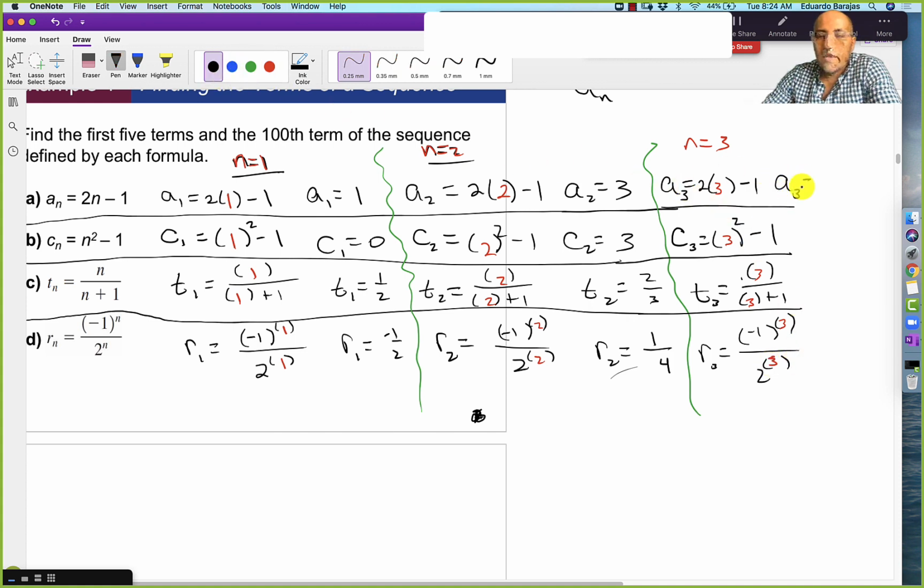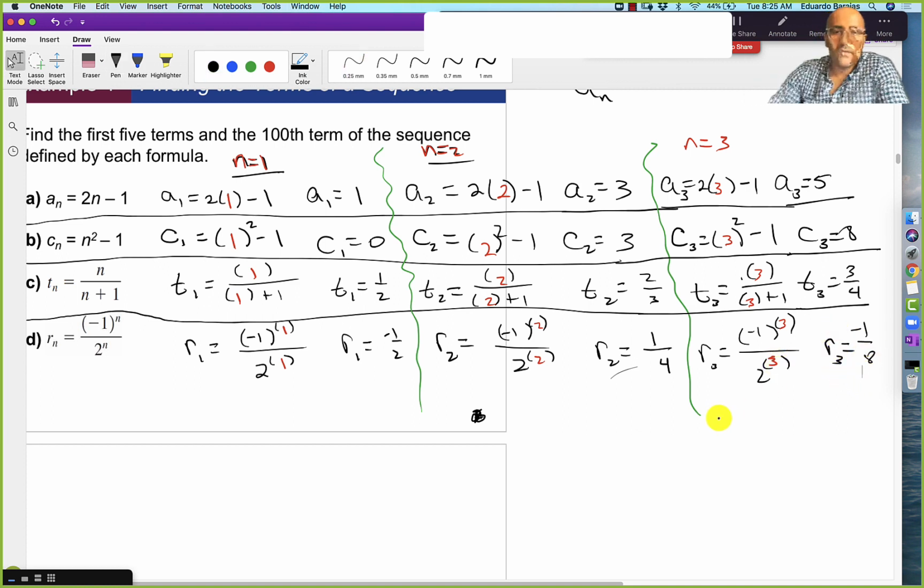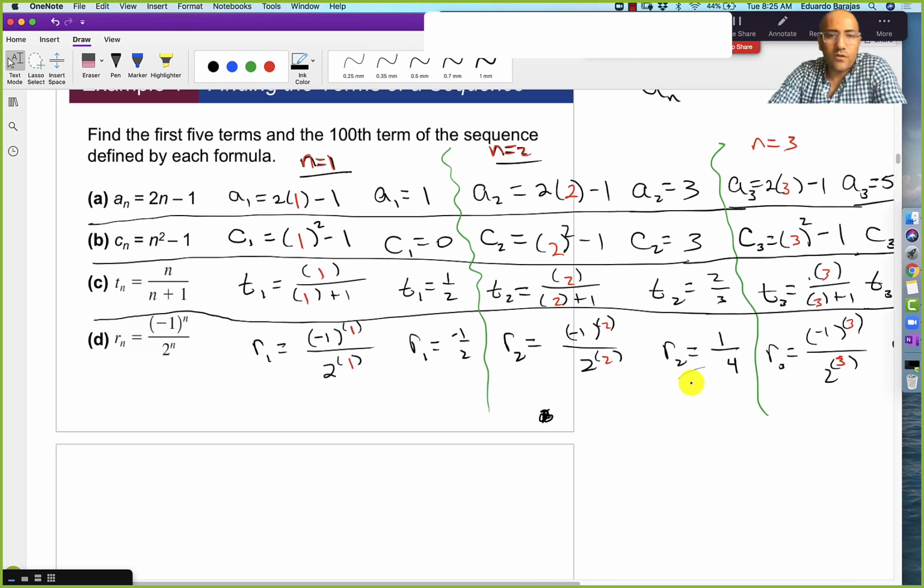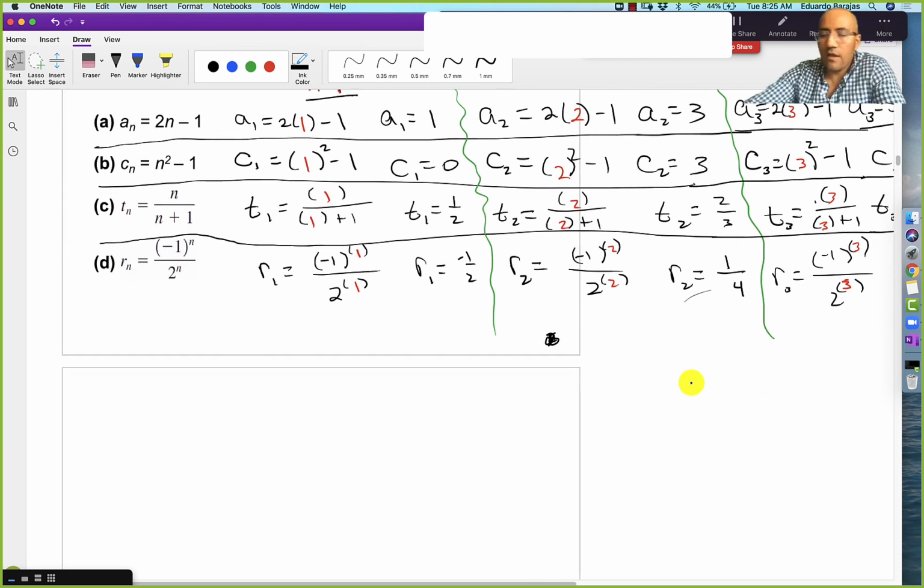So a sub 3 is going to be equal to 6 minus 1, which is 5. And then c sub 3 is going to be equal to 9 minus 1, which is 8. t sub 3 will be equal to 3 over 4. And r sub 3 is going to be equal to negative 1 over 8. Good. Okay, so we did the first 3. So let's write down those, and then we can just finish off the rest. I think we can do those patterns.